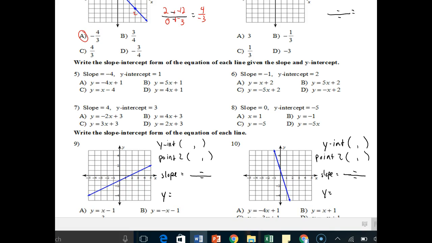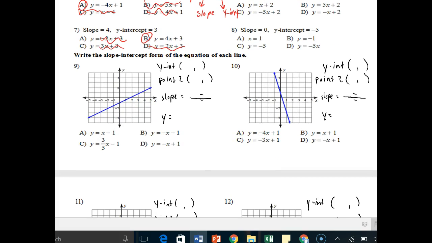So write a slope-intercept form equation for the given line. Remember, you want y equals mx plus b, where m is your slope and b is your y-intercept. So for a slope of negative 4 and y-intercept of 1, it's got to end in plus 1. This one doesn't, and have a slope of negative 4. Those two do not, so A is your answer. For number 7, a slope of 4 and a y-intercept of 3, it's got to end in positive 3, which they all do. Has to have a slope of 4x. This one doesn't, this one doesn't, this one doesn't, only B.